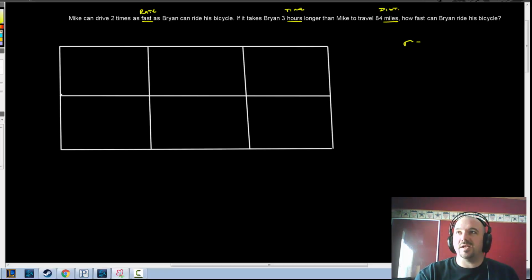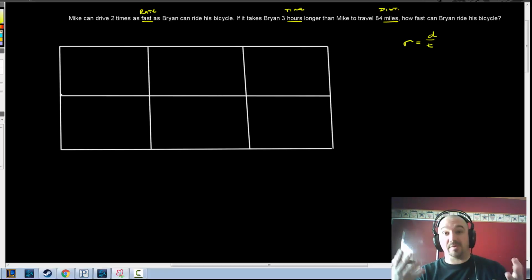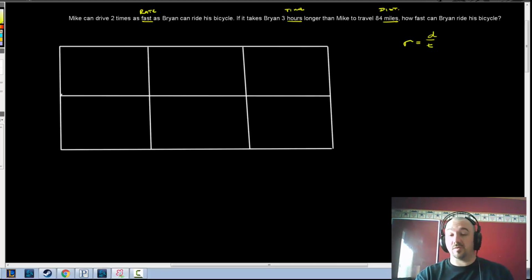I tend to remember that rate is actually equal to distance over time. I do so because I look at my speedometer, and my speedometer tells me how fast I'm going. It measures in miles per hour. Or if you're in any other part of the world outside the United States, it's kilometers per hour. But the point being, it's a distance divided by a time. After that, it's just a little bit of algebra.